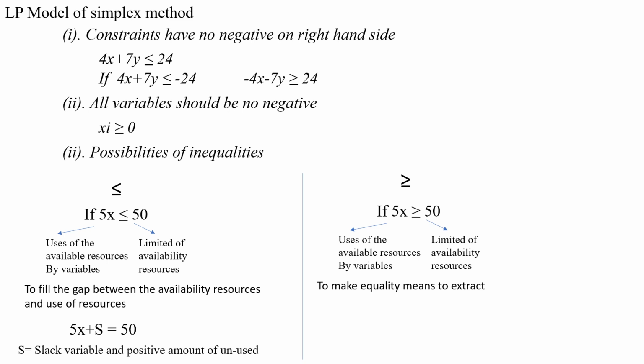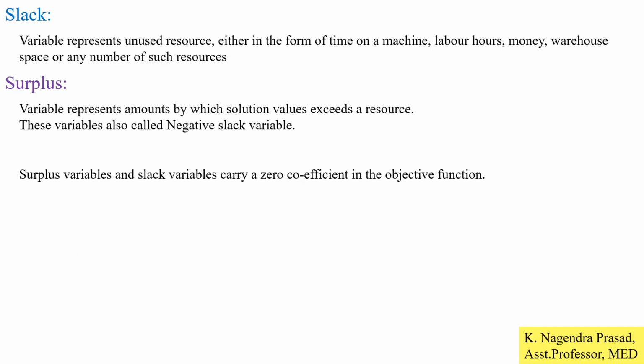To make equality, we have to subtract the extra resources which we have spent. So it will become 5x minus s equal to 50. Here s we call the surplus variable, and it has a negative value. This negative value represents the surplus of the resources.